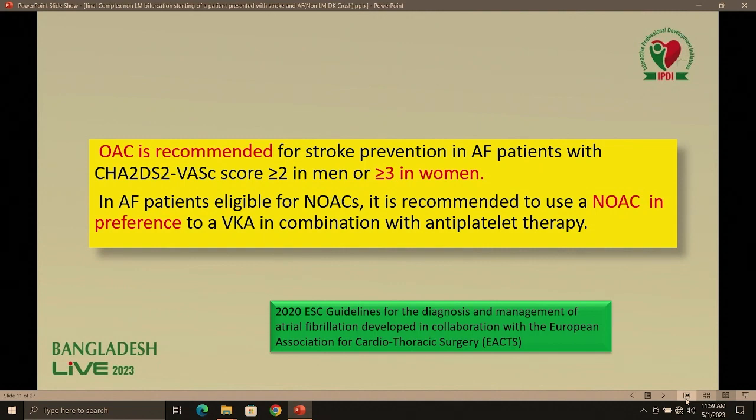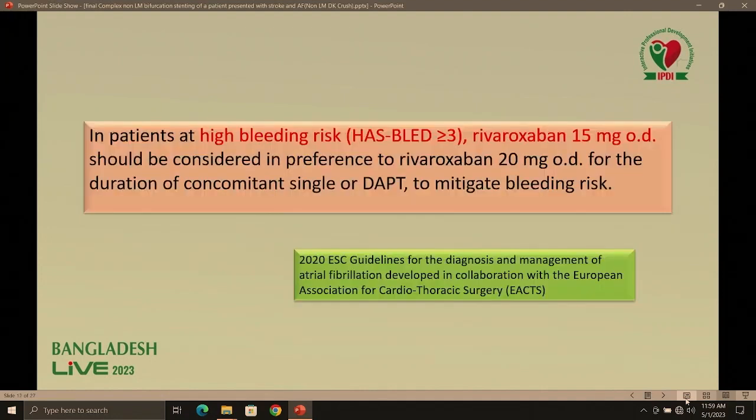As the guideline recommends, if the patient's CHA2DS2-VASc score is more than or equal to 3 in women, we prefer the NOAC and so advise. Because this patient's HAS-BLED score is more than 3, we use rivaroxaban 15 milligram instead of 20 milligram OD.